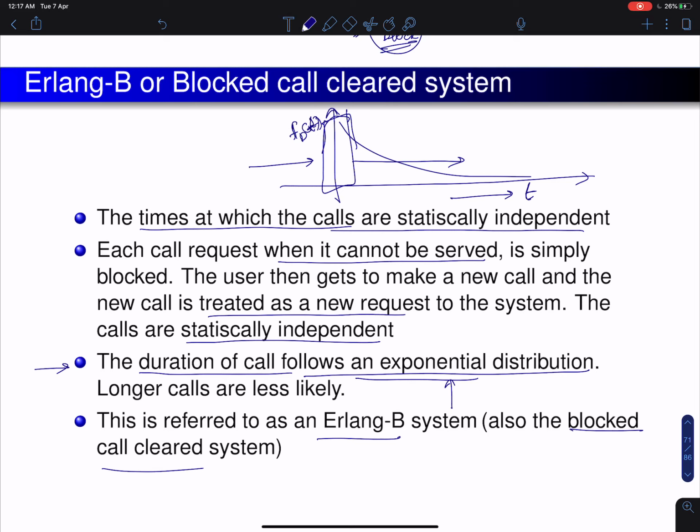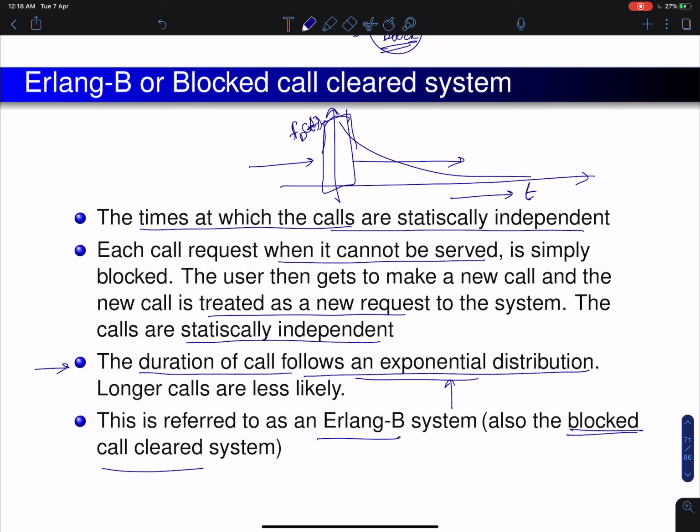There is something else called a blocked call delayed system, wherein when a user is making a request for a call, and all the channels are occupied, you just put him on hold, you put him in a queue. Okay, so those are called blocked call delayed systems. But the cellular system is more of a blocked call cleared system, because once all the channels are occupied, when you make a phone call, if there are no available channels, then you get a message saying channels are occupied, try again later. So it's blocking your call.